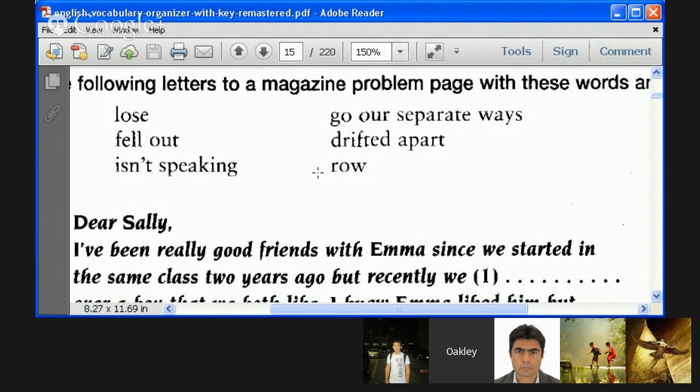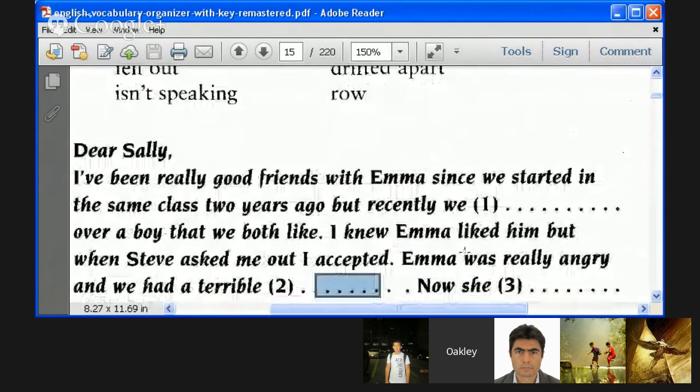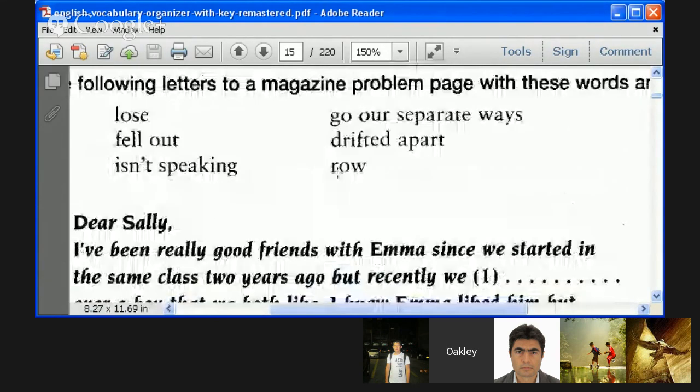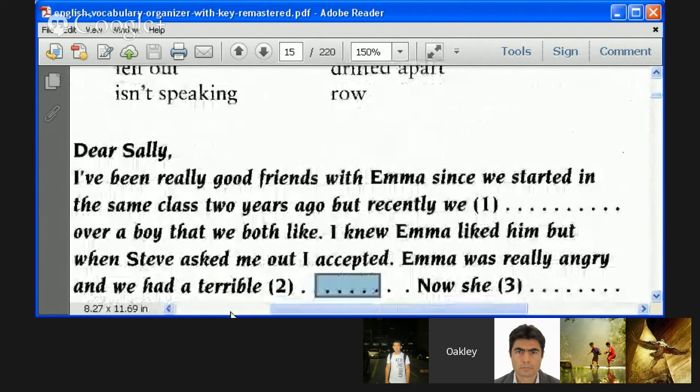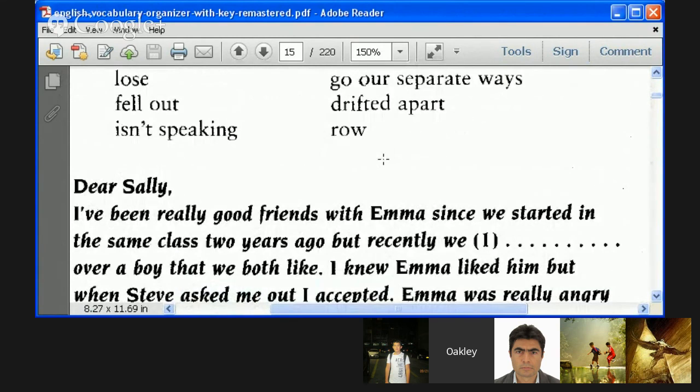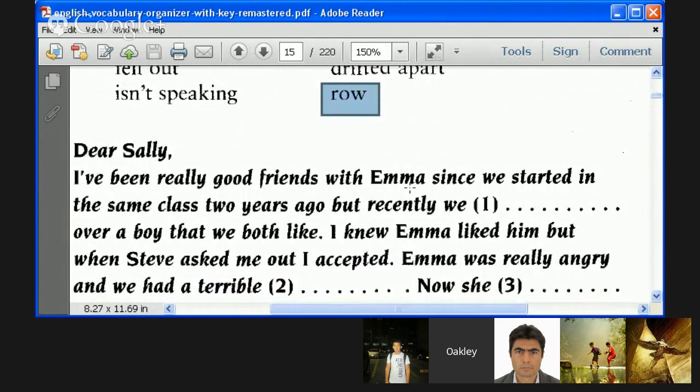Drifted apart, maybe? No. It has to be a noun, because we had a, and the adjective. A row. There's only one noun here. We had a terrible row. Okay, a terrible row, a terrible fight, verbal speaking argument. British use this far more frequently than Americans. Americans say a fight.